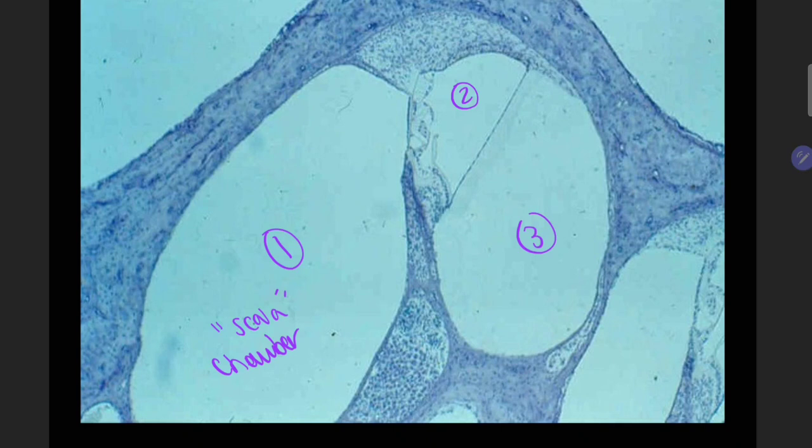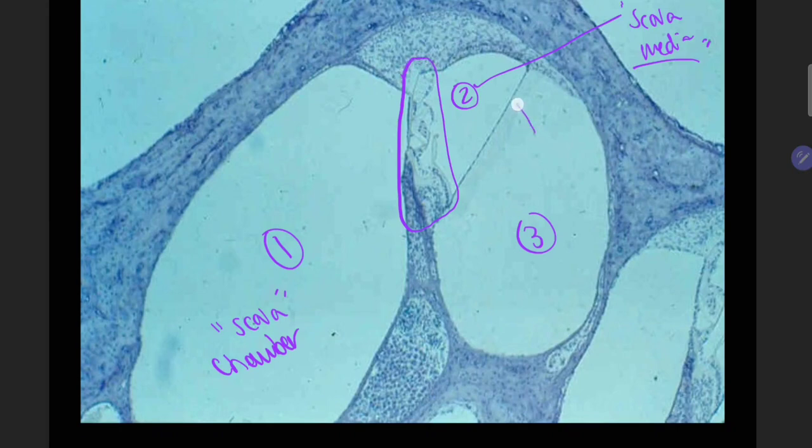So once you've oriented yourself, we have 2 other structures we can use to figure out which chamber is which. But number 2 is going to be really easy. 2 is our scala media. It's our middle chamber. That one's usually pretty easy to identify because it's always sandwiched between the other 2. We have our actual auditory receptor, which is going to be this structure here. We'll get to that in just a minute.